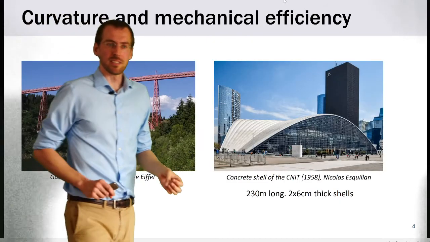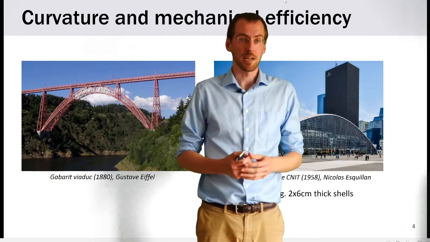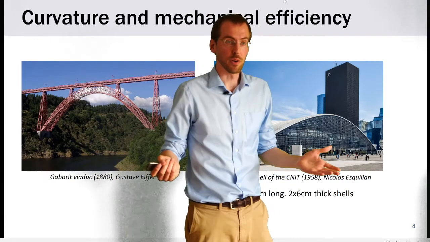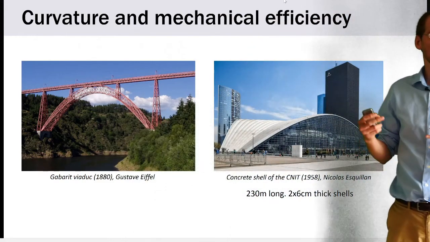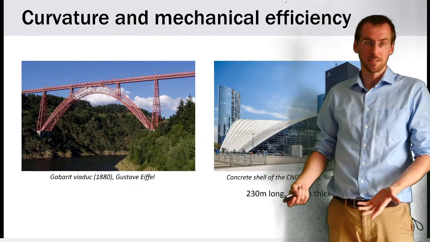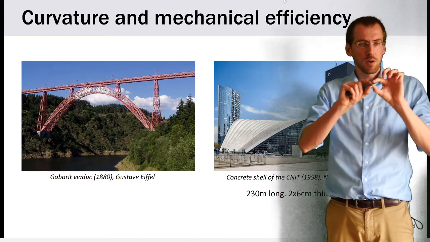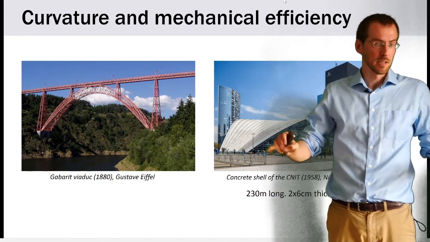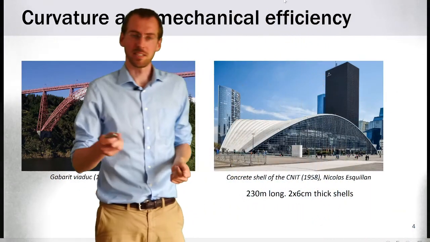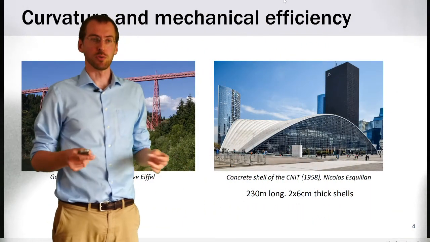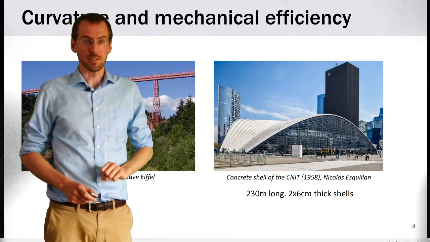And also we know that building materials are responsible for a significant part of greenhouse gas emissions. So given the current environmental situation, it's urgent that we try to minimize the amount of material we use in our buildings. In this respect, the optimal shape to resist a load is never a straight beam or a flat slab, but a curved one. Curvature is what makes the concrete shell of the Knit able to span 230 meters with two shells that are only 6 centimeters thick.